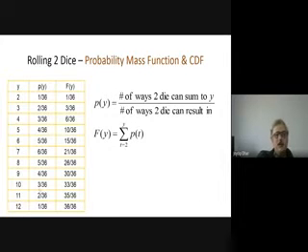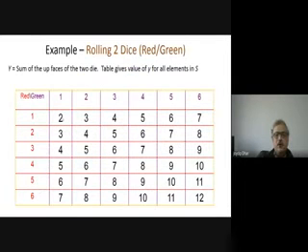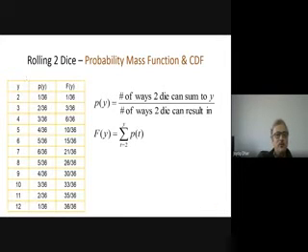If I calculate the probability of each case, 2 comes in only 1 place. 3 comes twice, 4 comes thrice, 5 comes 4 times, 6 comes 5 times, and 7 comes 6 times, and then 8 reduces to 5, 9 is 4, 10 is 3, 11 is 2, and 12 is 1. So we can calculate the probability of each outcome of this random variable. The probability of 2 is 1 by 36, 3 is 2 by 36, and so on. At 7 the probability is 6 by 36, and then it gradually decreases, and at 12 the probability is 1 by 36.